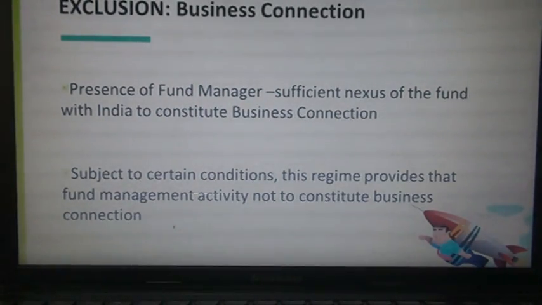There are, of course, a host of conditions that the fund needs to fulfill. The same have not been covered in detail in these slides, but if one is interested, they can look at the relevant amendments in the Finance Act.